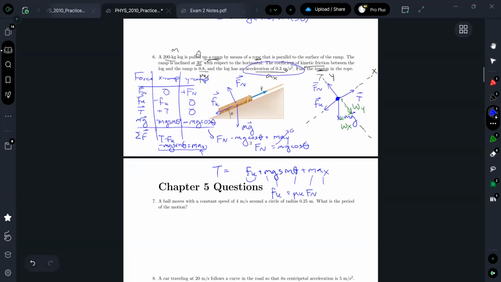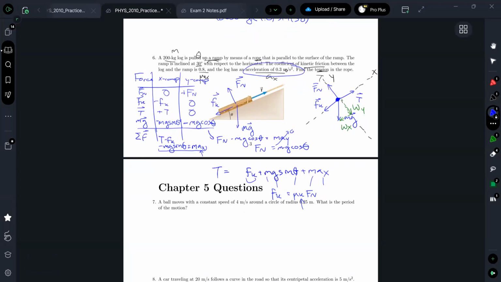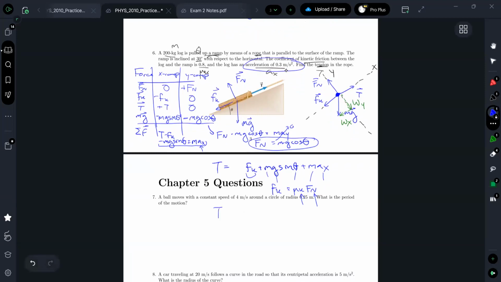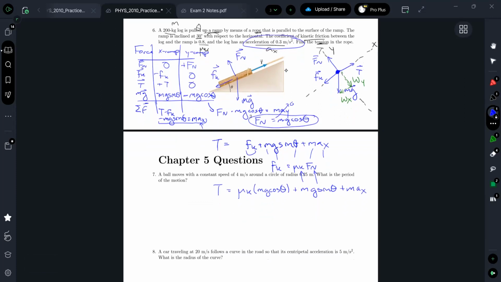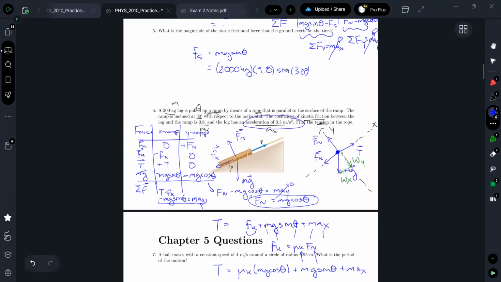So now I look at that. Do I know mu k, the coefficient of kinetic friction? Yes, I do. It's given, it's 0.8. Do I know Fn? I do from my other equation. It's mg cosine theta. So in total, T equals mu k Fn for this Fk piece. Fn is mg cosine theta plus mg sine theta plus max. And I know all of those things, so I have, for all intents and purposes, solved the problem. That one's more involved, but it's the same process. And again, I didn't care what I was solving for until I followed that process.